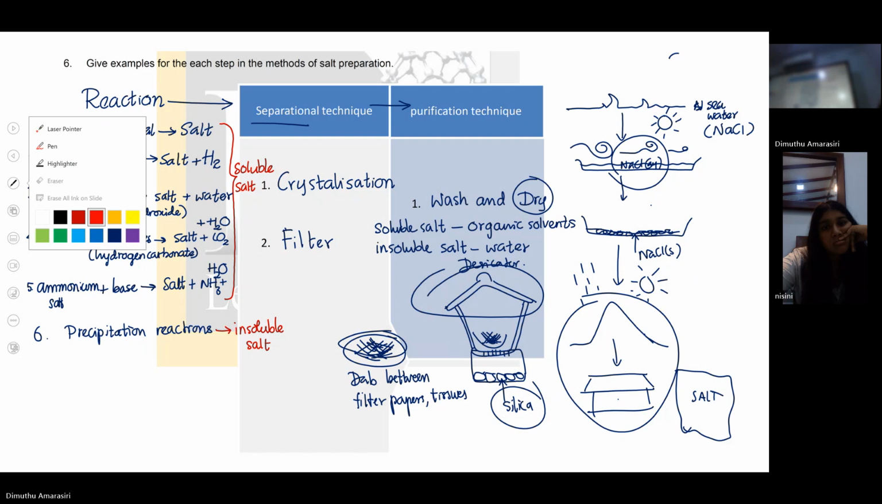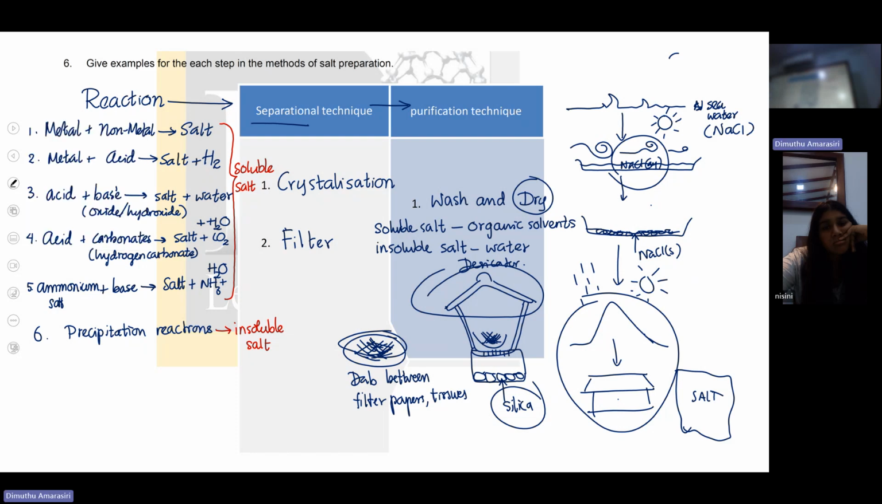A day-to-day life example for preparing salt, which happens on a very large scale. When you travel to Hambantota or Puttalam area, it's a common sight. Salterns. Have you seen salterns? Yes, there are these huge piles of salt. But how are they made?